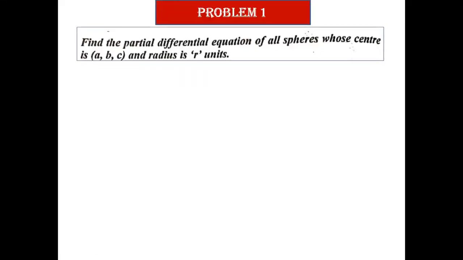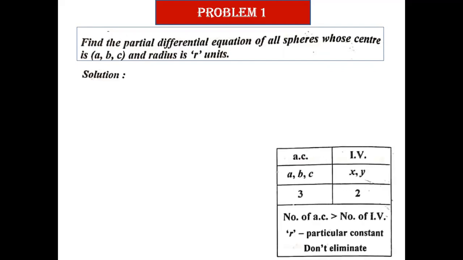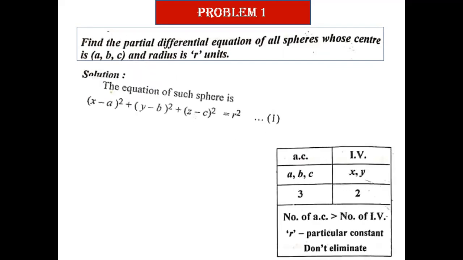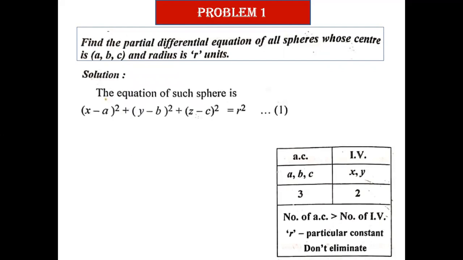We are going to the next problem. Find the partial differential equation of all spheres whose center is (a, b, c) and radius is r units. So we know that, first we will write the arbitrary constants and the independent variables.